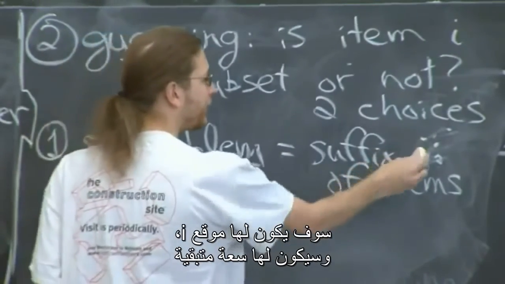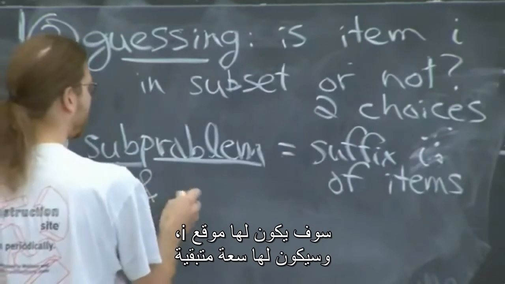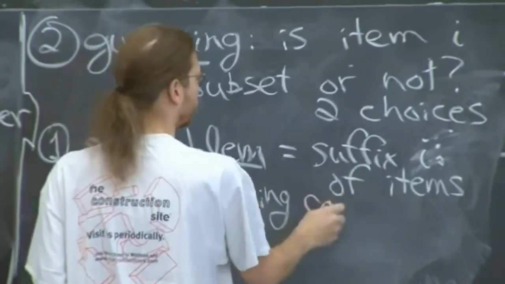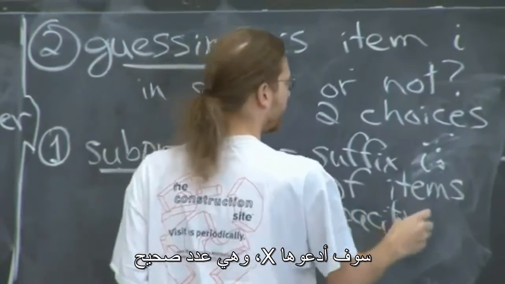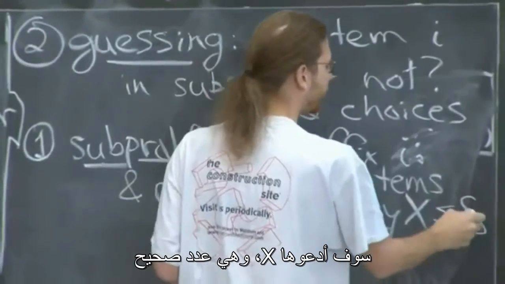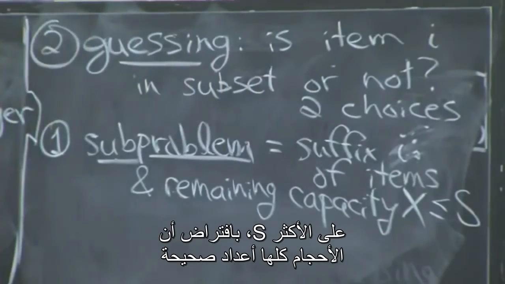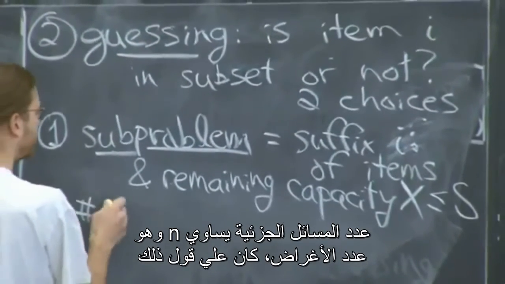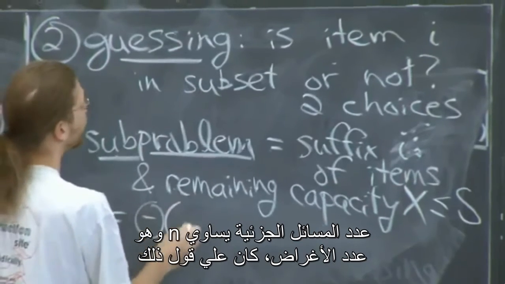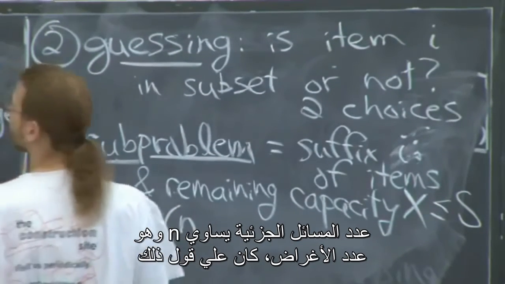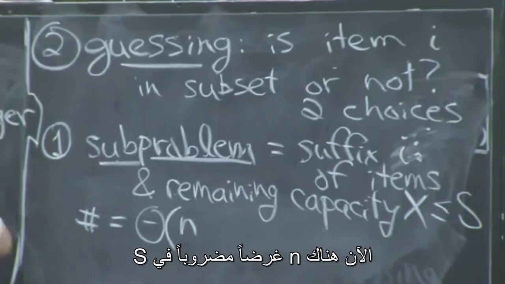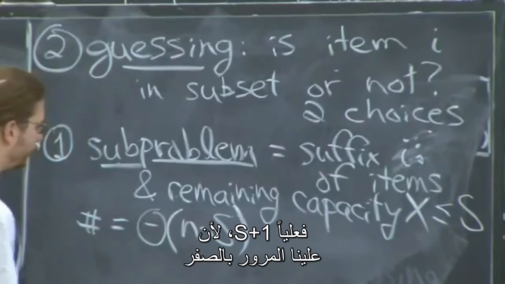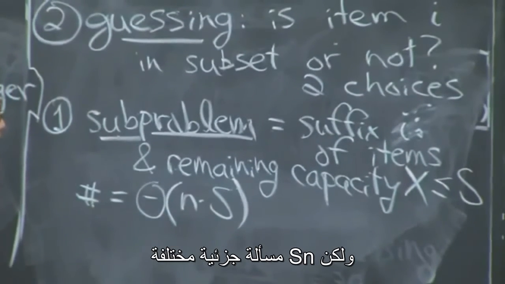So to fix that, I'm going to write that again, but a subproblem is going to have more information. It's going to have an index I, and it's going to have remaining capacity. I'm going to call it capital X. It's some integer, at most s. We're assuming that the sizes are all integers, so this is valid. The number of subproblems is equal to n, the number of items, times capital S, really s plus 1, because I have to go down to 0. Okay, but n times s different subproblems.